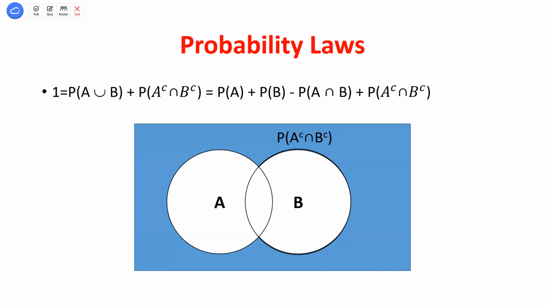So if I took the probability of the union, add to that the intersection of the two complements, that fills up my entire experimental outcome space, that should be 1.